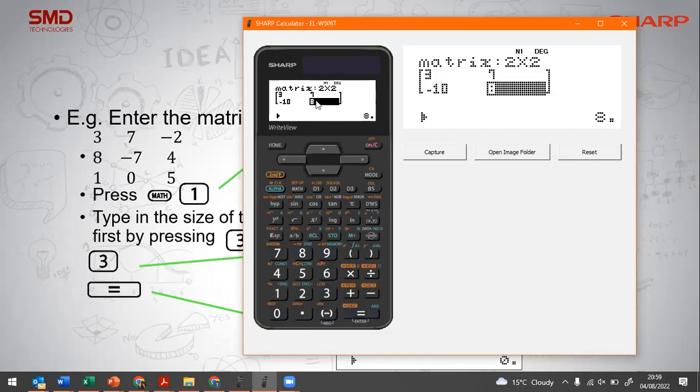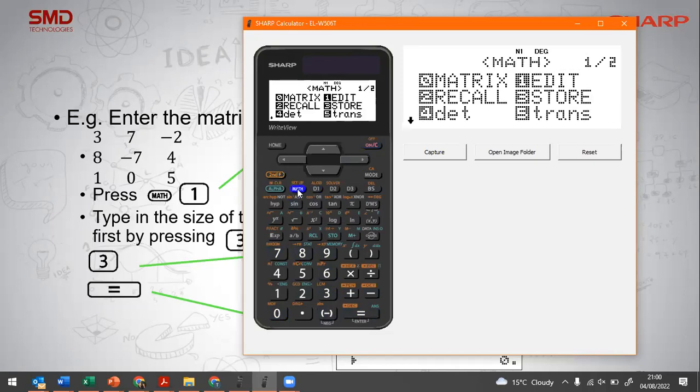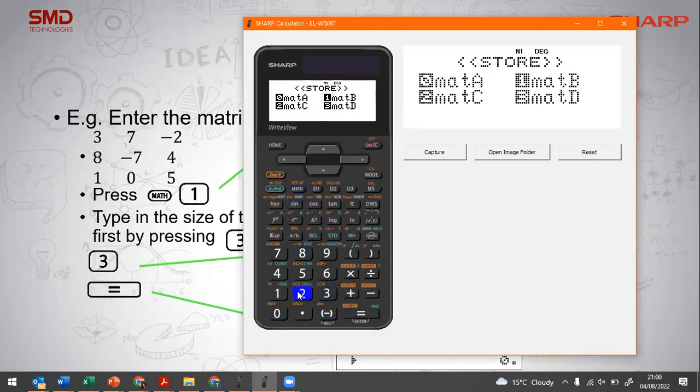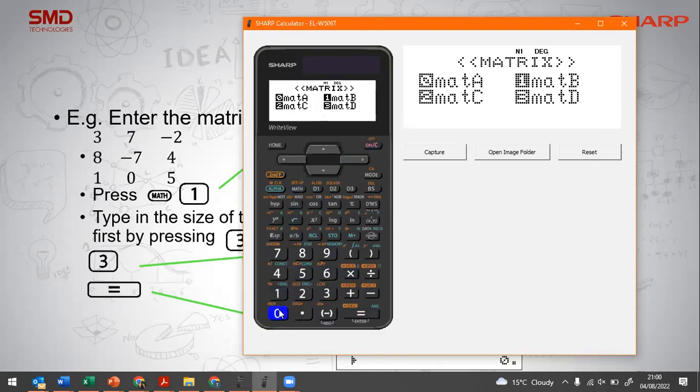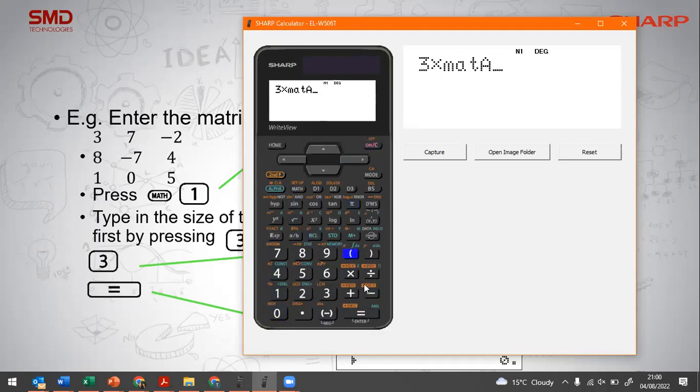Okay, now we've got that right. So once we've input all of our values for our matrix, we then need to save our matrix or name it. So we press math and 3 for store and we name it matrix A. Now let's say you want to multiply matrix A by 3. We can say 3 times, and then to call matrix A, we would say math 0 for matrix and then 0 for matrix A, and that will give us our solution.